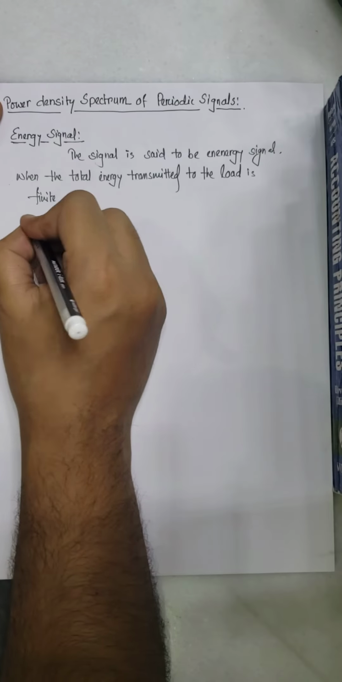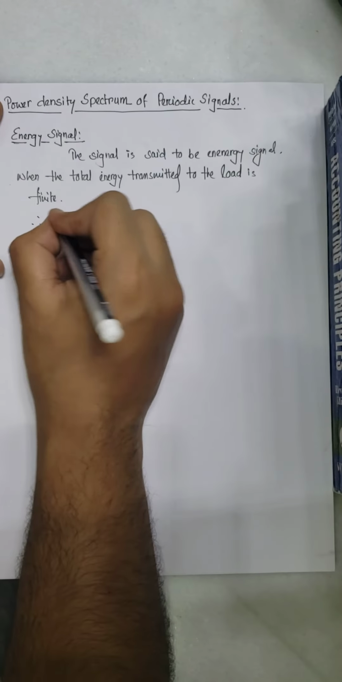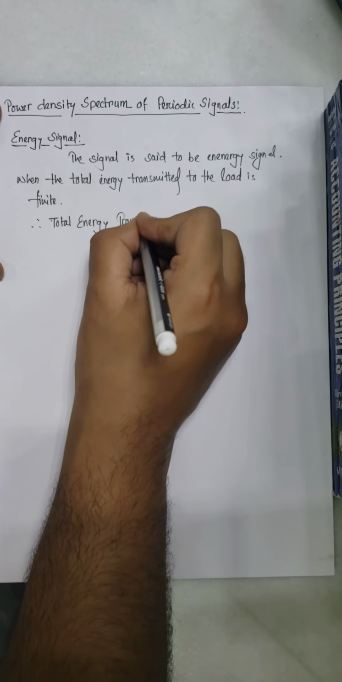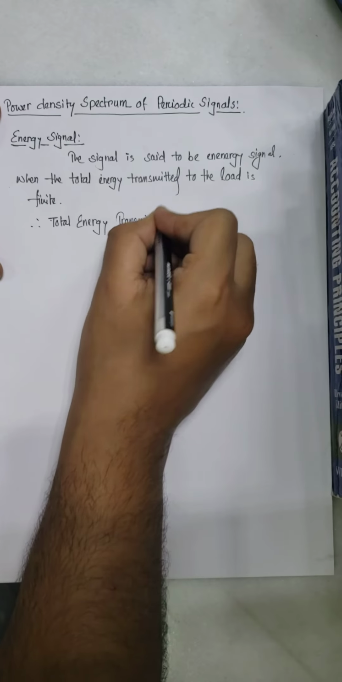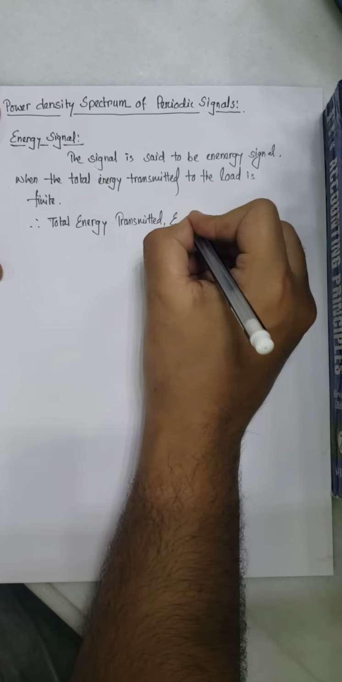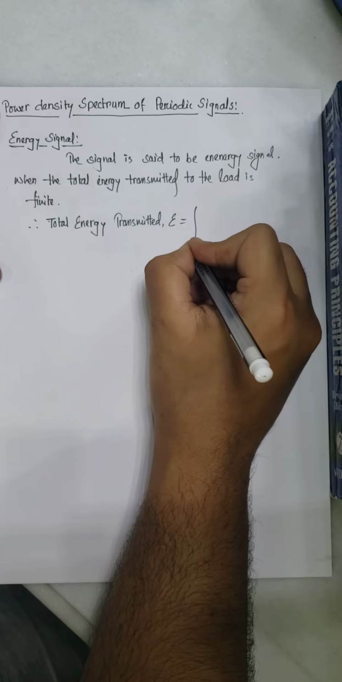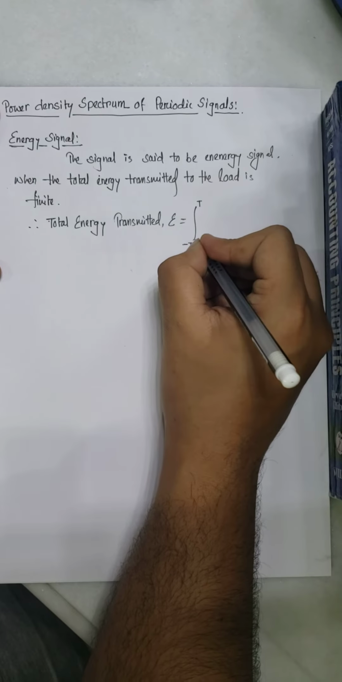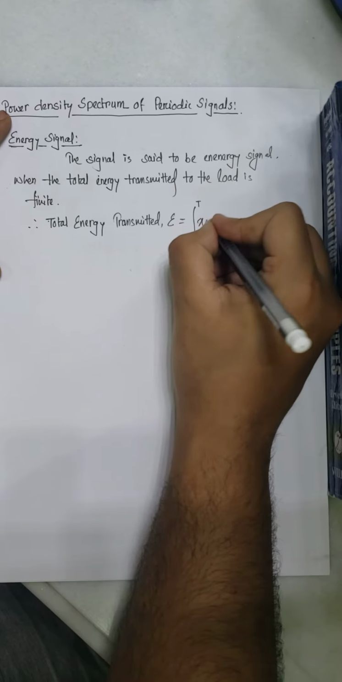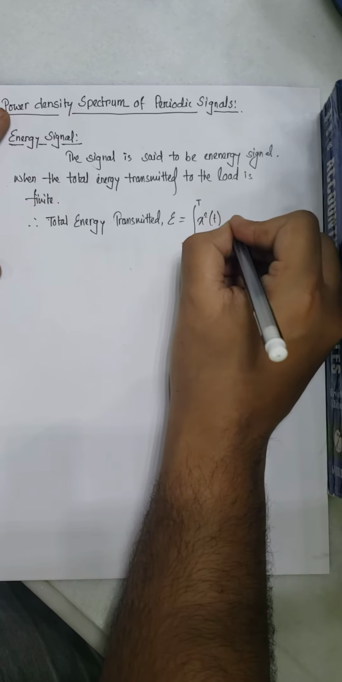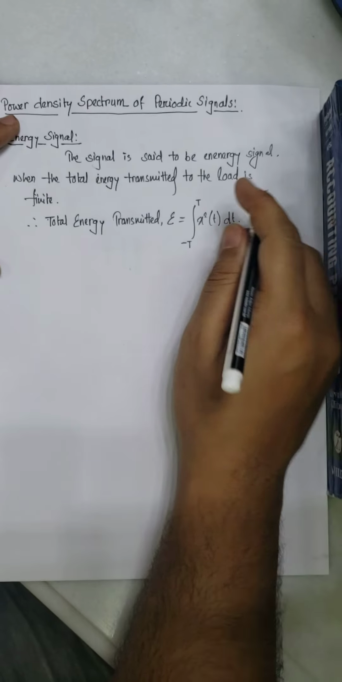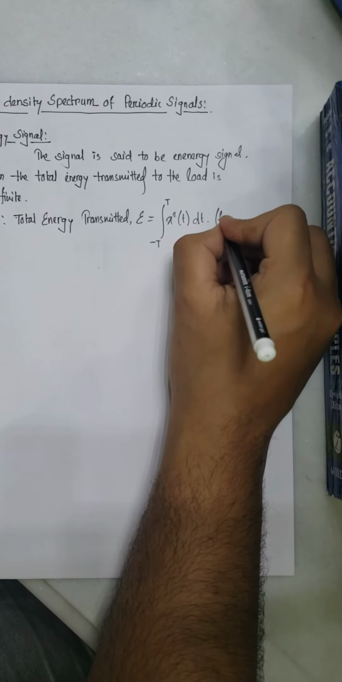Mathematically, this can be written as total energy transmitted expressed as E equals an integral of minus T to T, where T being the time period, x square of t dt. This is obviously for a finite duration.